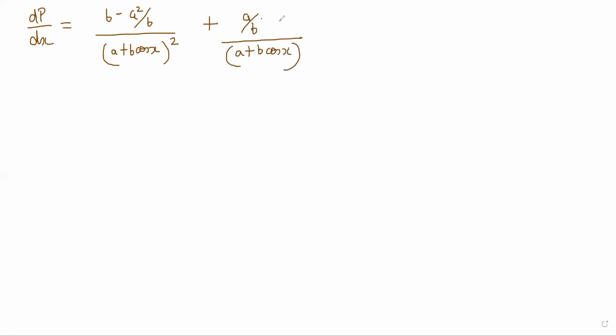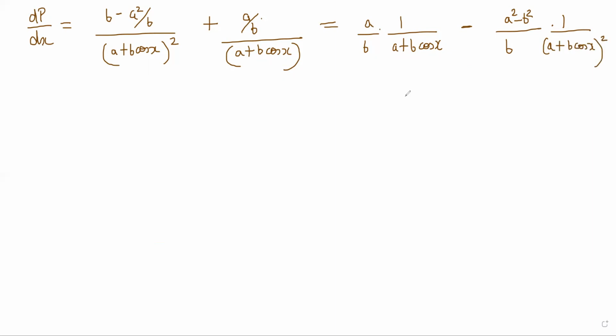Because one time a plus b cos x got cancelled from the denominator, right? So you have basically a by b, 1 by a plus b cos x, minus this. I'll simplify. This will become minus (a square minus b square) by b, a plus b sin x by (a square minus b square) by b, 1 by (a plus b cos x) whole square, right? So this is my dp by dx, right?